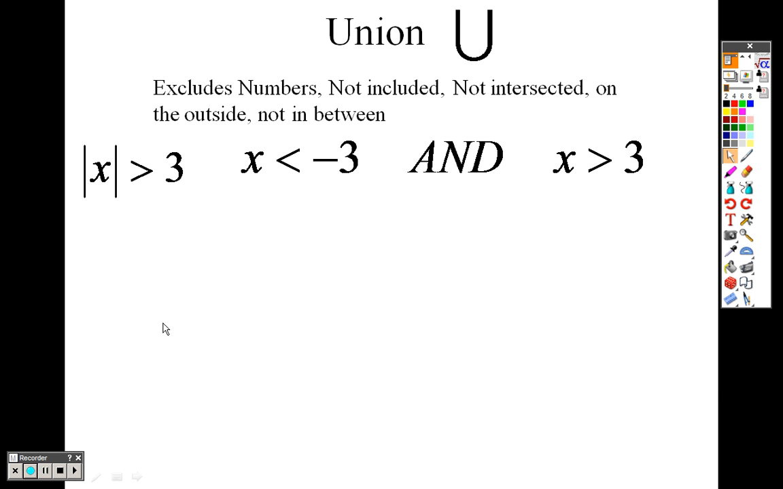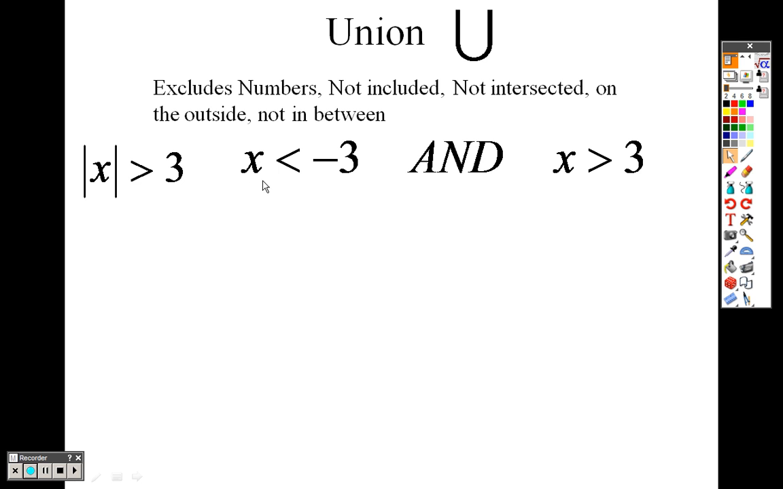Think of numbers that will work in this. If I plugged in a 5, 5 is greater than 3, that works. If I plugged in a negative 5, it works because what's the absolute value of negative 5? Positive 5, and 5 is greater than 3. So the point we're getting at is there are some numbers here that don't work. If you plugged in a 2, that wouldn't work. If you plugged in a negative 2, that wouldn't work. If you plugged in a 1 or a negative 1 or a 0, they wouldn't work.